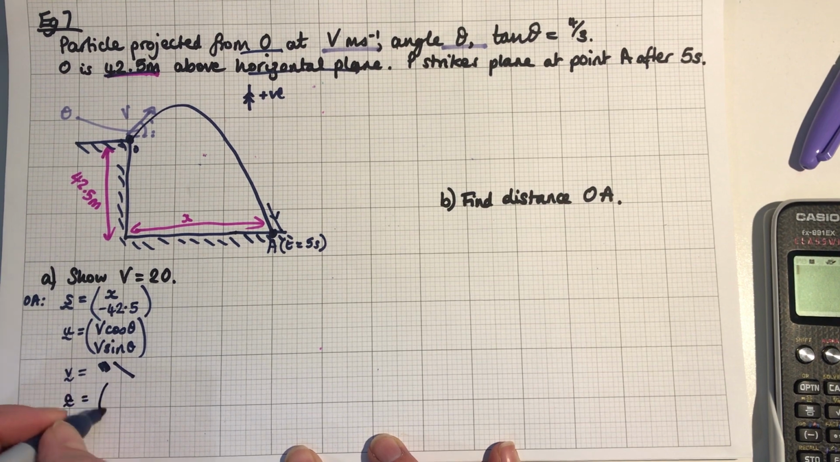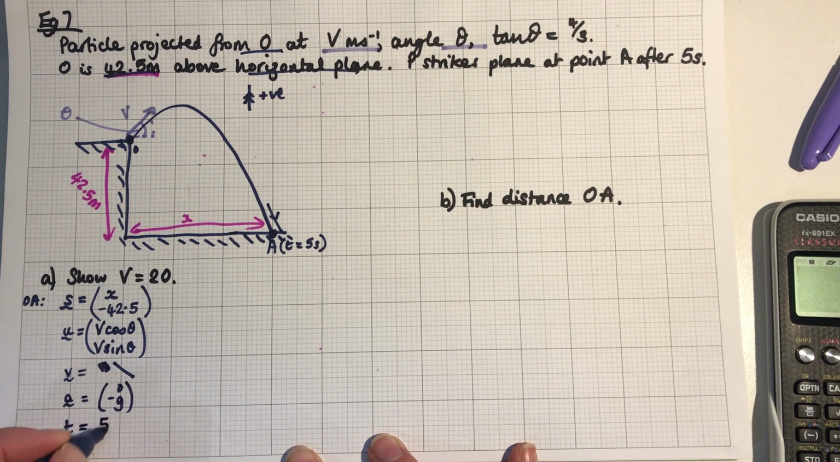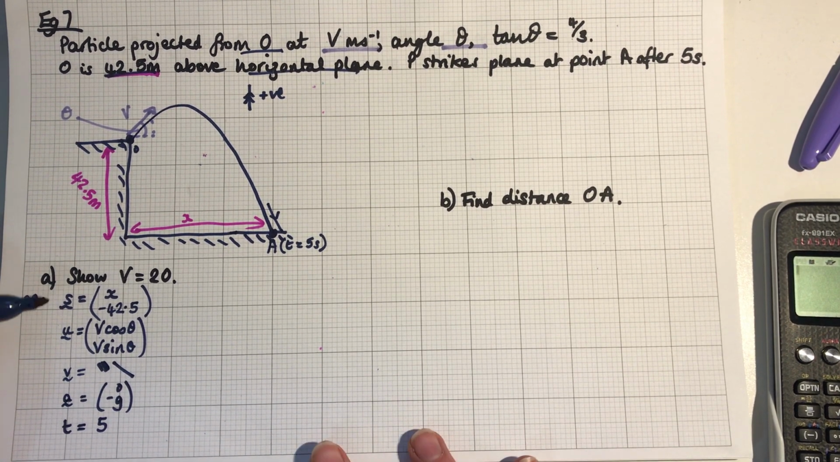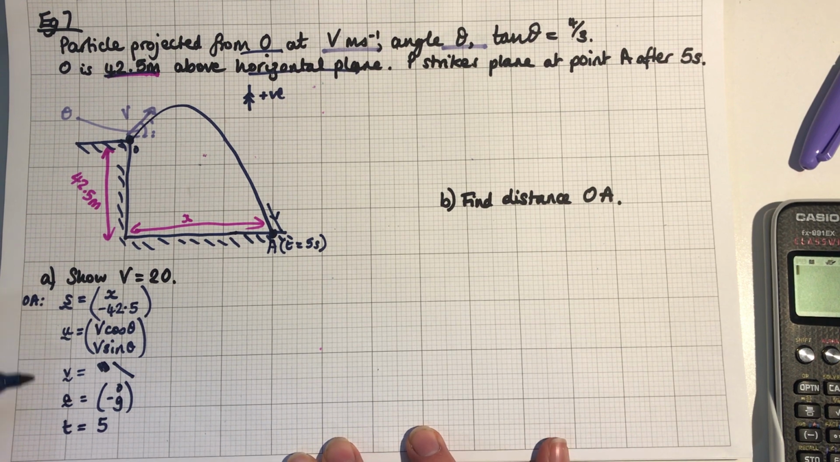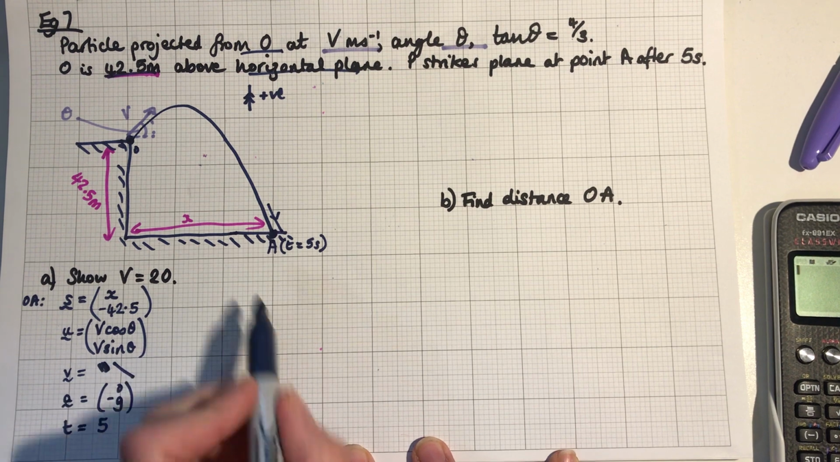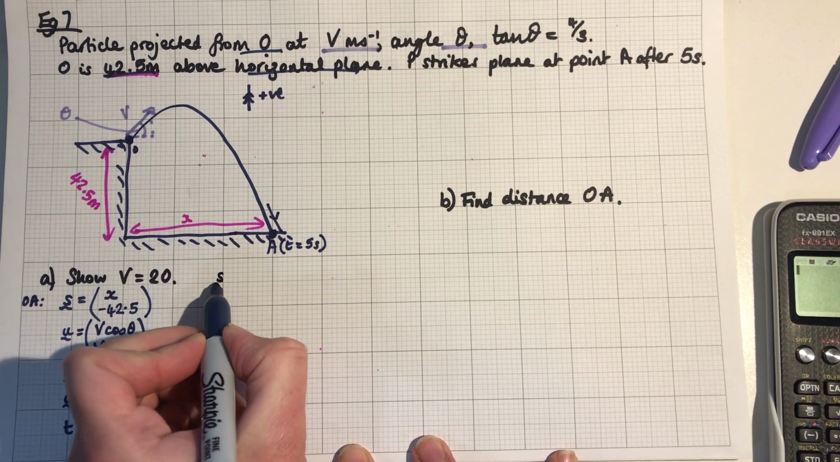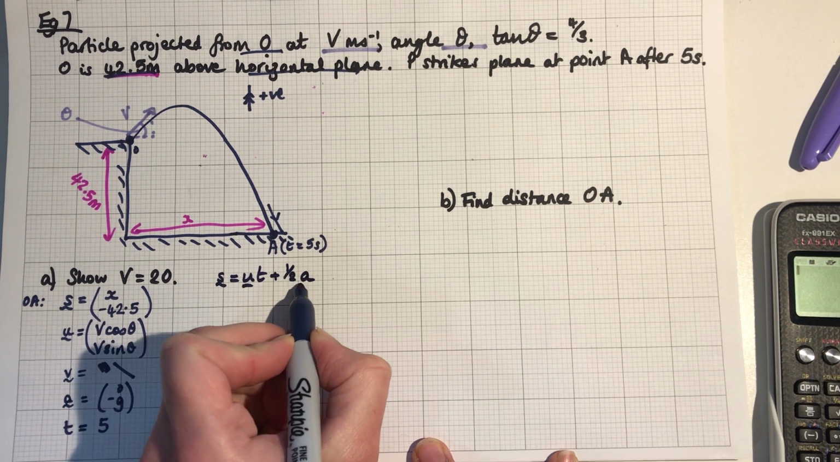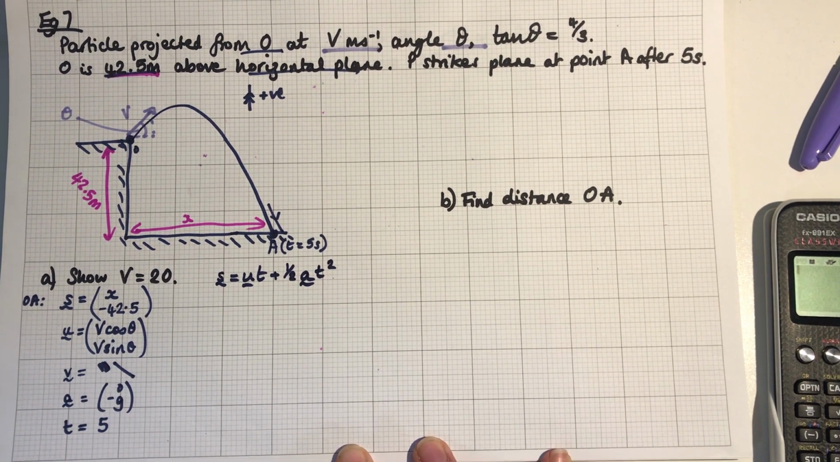My acceleration due to gravity is 0 minus g, and the time of flight was 5 seconds. So we've got S, U, A and T. Just like example 6 in the last two parts, we're using S equals ut plus half at squared. Let's plug in what we know.